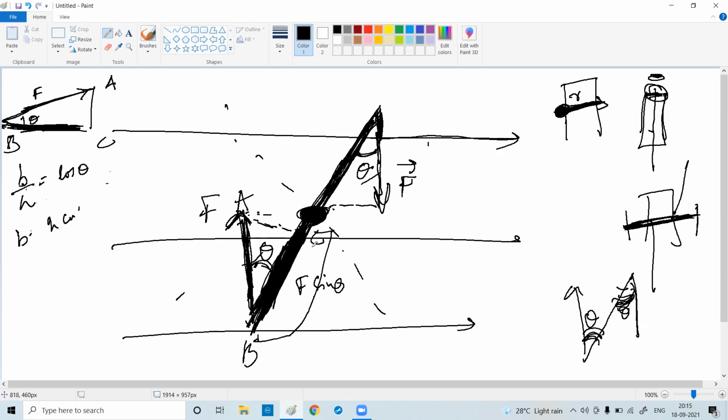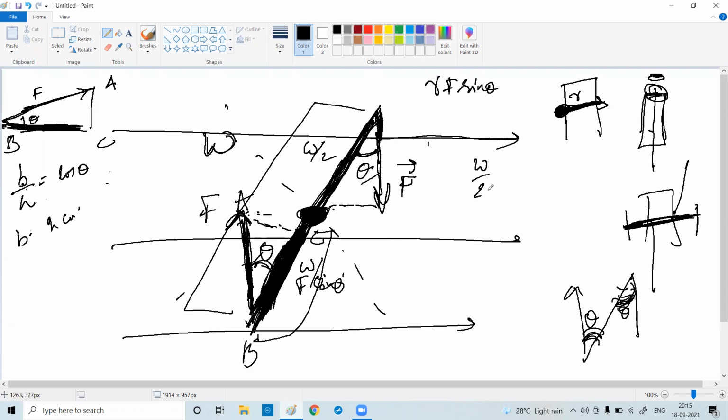If this is F sin theta, and the total distance is W, then half of W is W by 2. Yes or no? So if I ask what is the torque on this one, what is the formula of torque? Torque is R F sin theta. So what is R here? Distance, W by 2. And force is F sin theta. Clear?